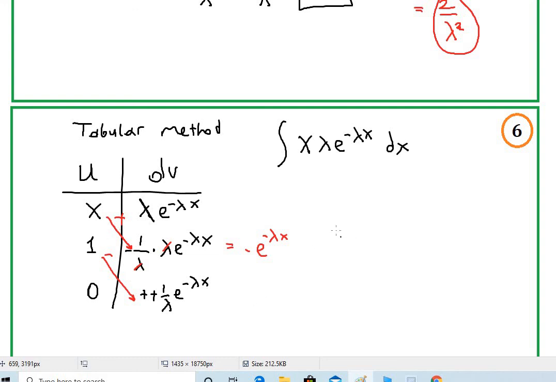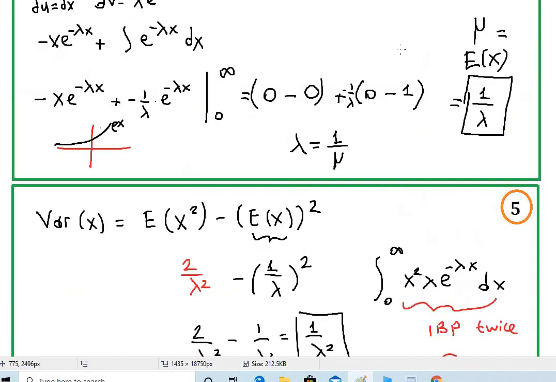And if you multiply x times this, you're going to obtain negative x e to the negative lambda x, and we have a negative sign here, minus 1 over lambda e to the negative lambda x. You're going to plug in the upper and lower boundaries as we did in the integral previously, so you obtain exactly the same values here: 0 minus 0 plus negative 1 over lambda times 0 minus 1, and you end up with 1 over lambda.